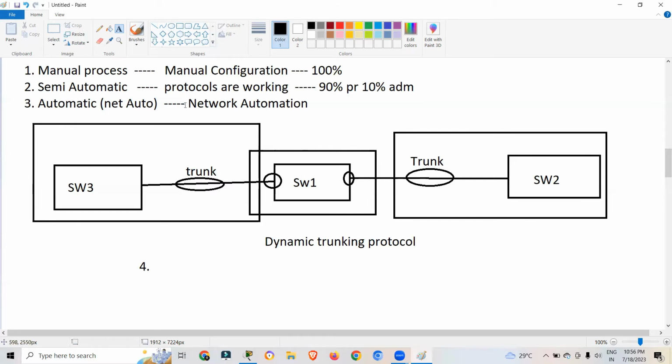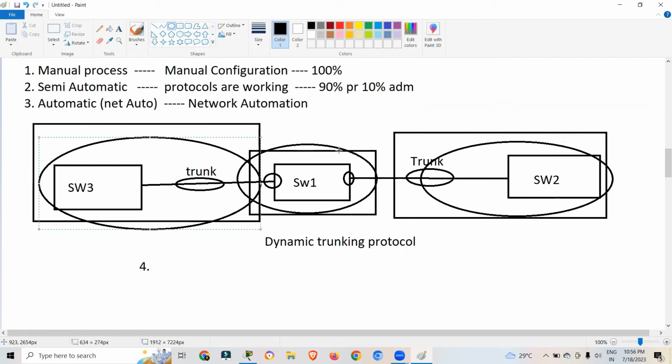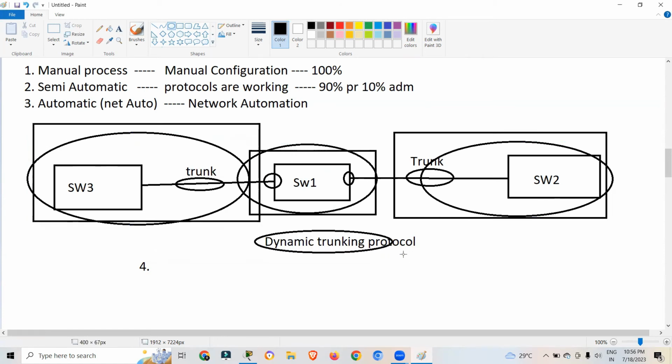I did the configuration on the middle one, this one, but these also become trunk links. How? Because DTP was working there, and by the possible combinations of DTP, these all become trunk links. Now, any question regarding this?